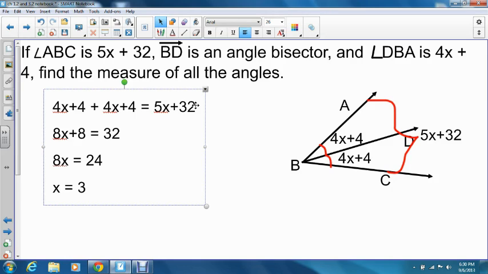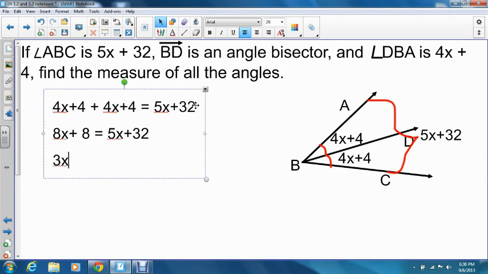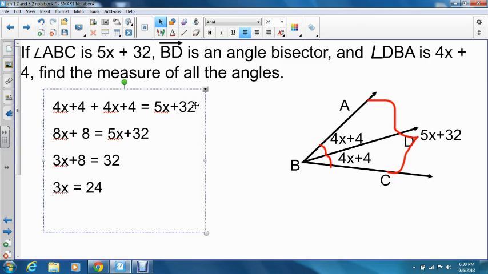Alright, now, so from there I'm just going to go ahead and plug my values in. Ooh, you know what? I skipped a step. I apologize for that. Let me fix that here. After I had my term, I would have gotten 8x plus 8 equals my 5x plus 32. So I'd want to subtract 5x from both sides, which would give me 3x plus 8 equals 32. Now when I subtract 8 from both sides, I'm going to get 3x equals 24. Divide both sides by 3, so I get x equal to 8.